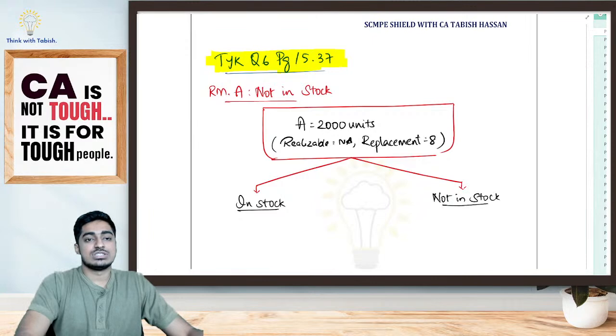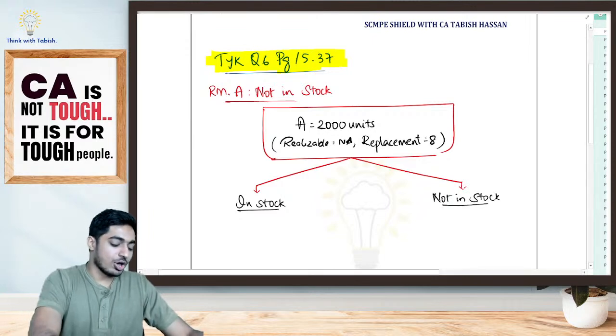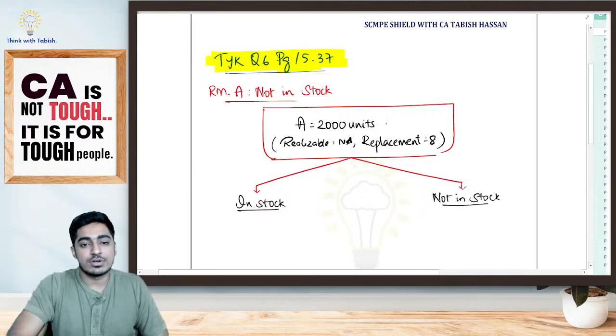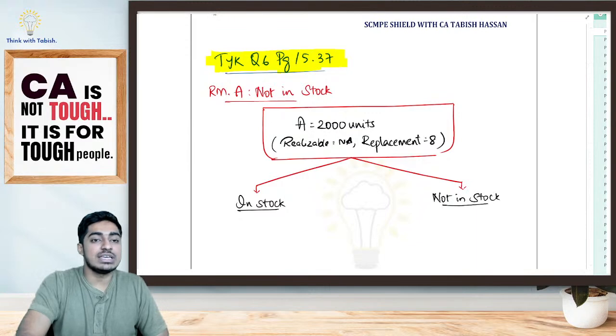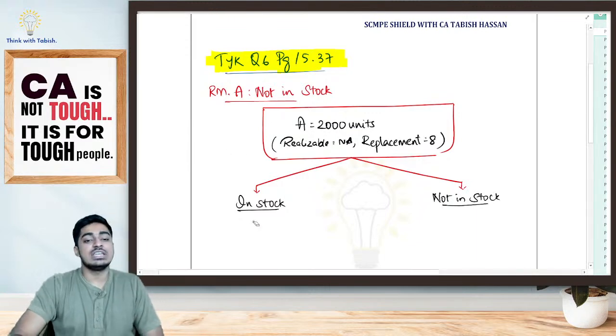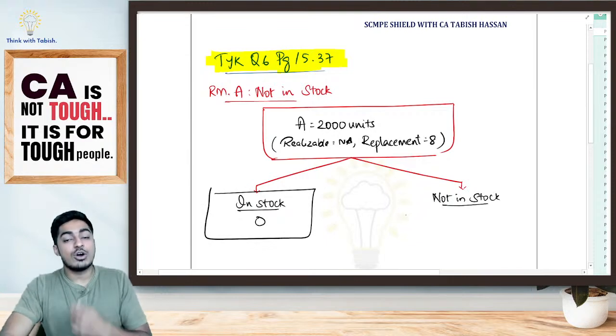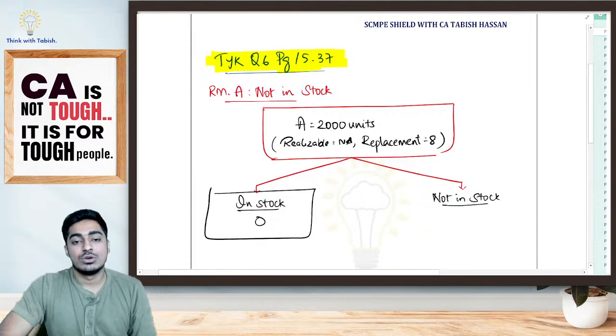Yes. What is the question telling? Firstly, raw material A. Total how many units are required? 2000 units of raw material A are required. Do we have them in our stock? How many units are lying in the stock? Units in inventory is 0. So I do not have any raw material A. So what do I need to do? How much do I need to purchase? Complete 2000 units I need to purchase.